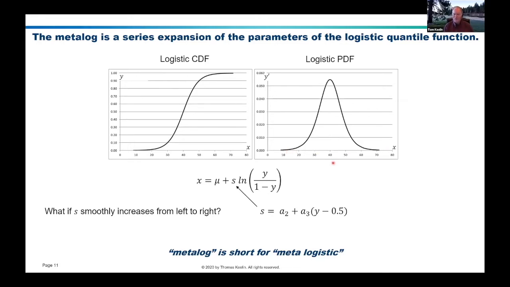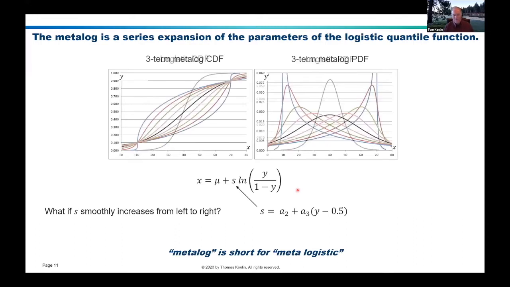Well, wouldn't you think that what that means is the standard deviation that controls the width of the distribution is smaller over here and it's bigger over here. So that presumably would lead you to a right skewed distribution if you made this modification to it. And in fact, that's precisely true. If you made this standard deviation a linear function of your cumulative probability y, you get all these various shapes shown here, depending on what your settings of a3 is.